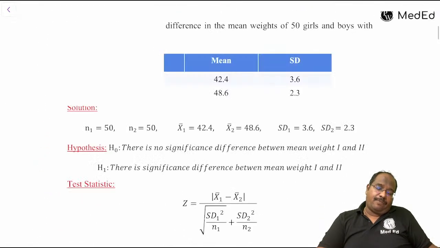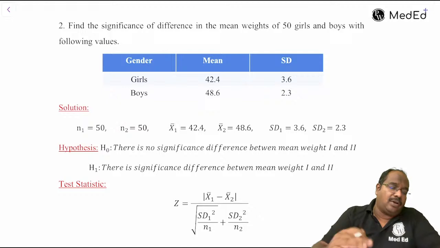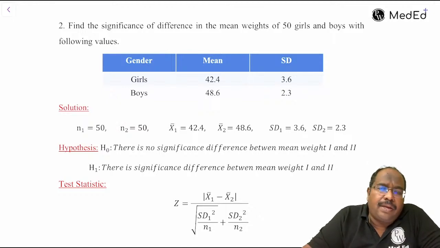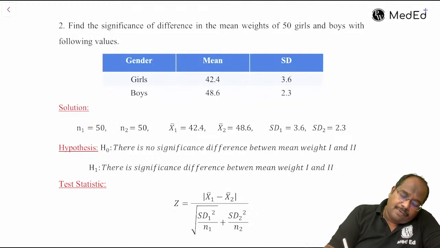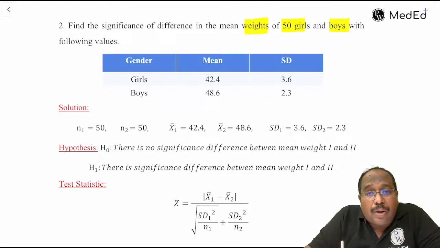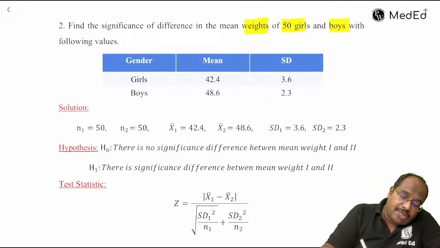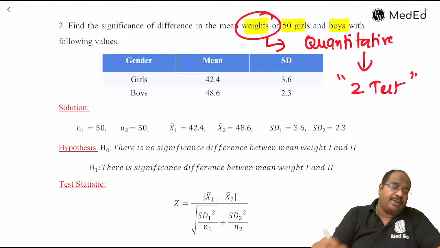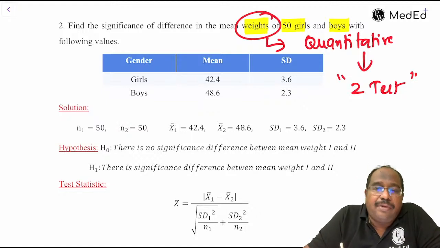We'll go to the second model problem. We'll try to see all the problems here. Okay, fine. Find the significance of difference between mean weight of 50 girls and boys with the following. So we have to find the mean weight. Now you have to tell me what this weight is. Weight is measurable, guys. Quantitative data, we can use Z test here.